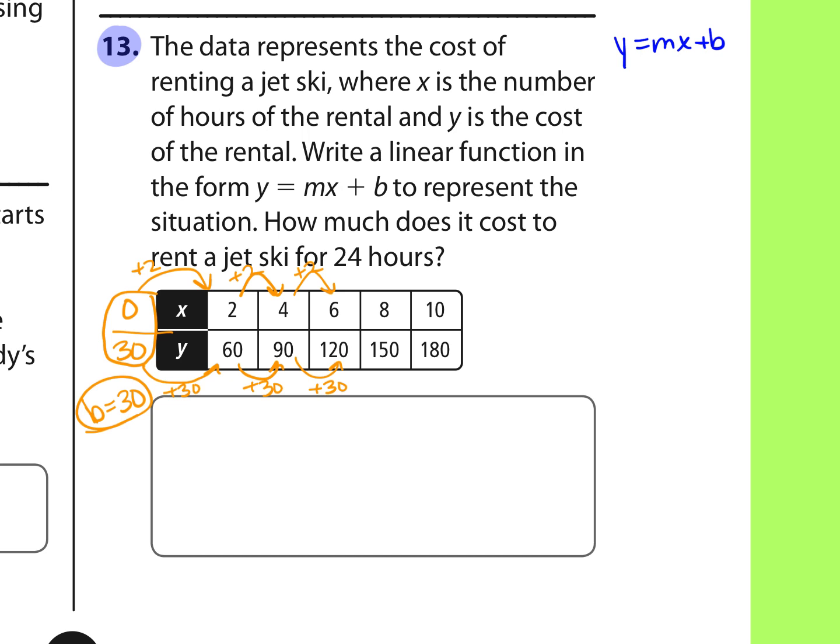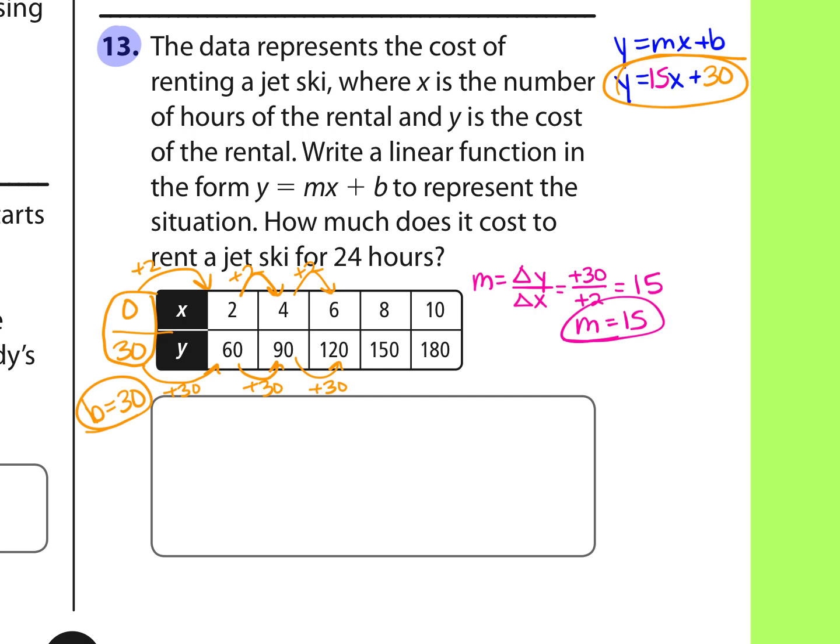Now I can think about slope. Slope is the change of the y's divided by the change in the x's, or we could call that rise over run. Notice that the y's are always going up 30, and the x's are going up 2, so we get 15. So m is 15. So when we write our equation in y equal mx plus b, we've got y is equal to 15x plus 30.